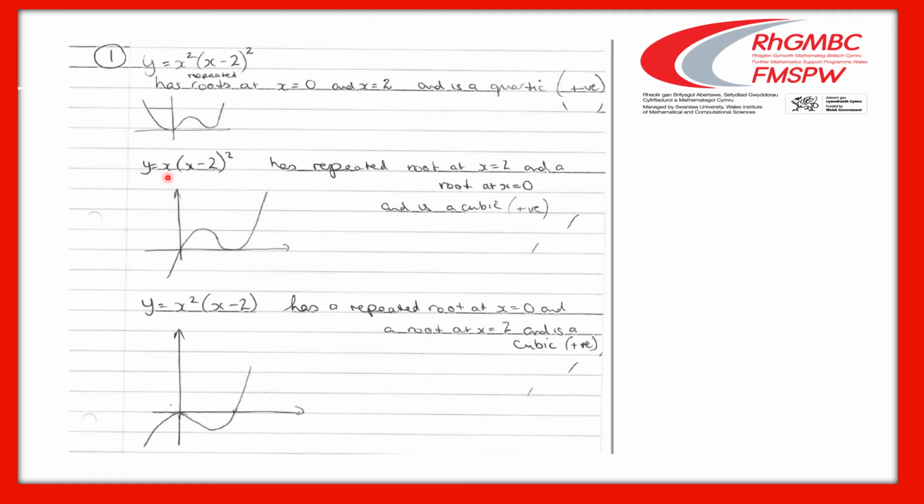This equation here has an x cubed as the highest power of x. And it also has a repeated root at x equals 2 and another root at x equals 0. So we know it touches the x-axis when x is 2 and crosses the x-axis at 0, which means it looks like this. And finally we have x squared times x minus 2, another overall cubic, but this time the repeated root is at 0 and it crosses the x-axis when x equals 2.